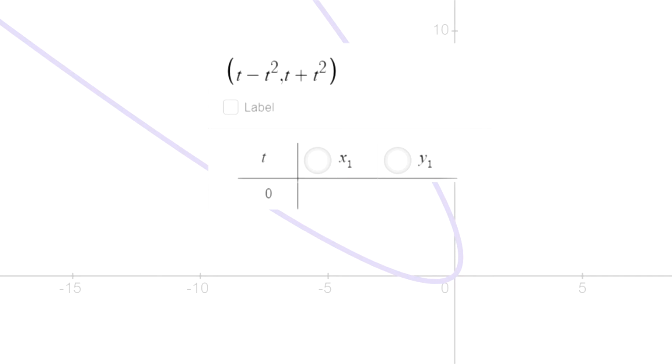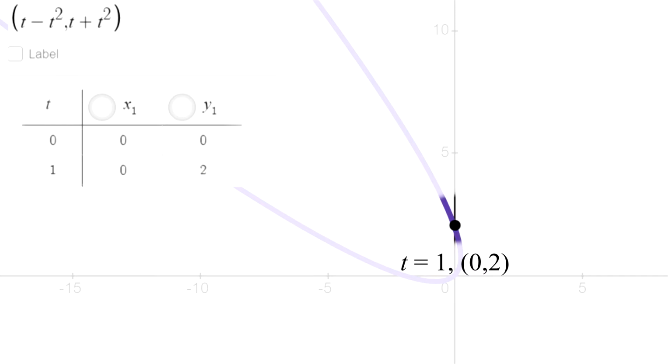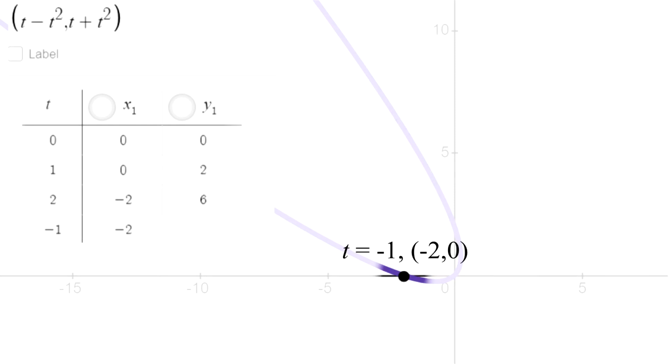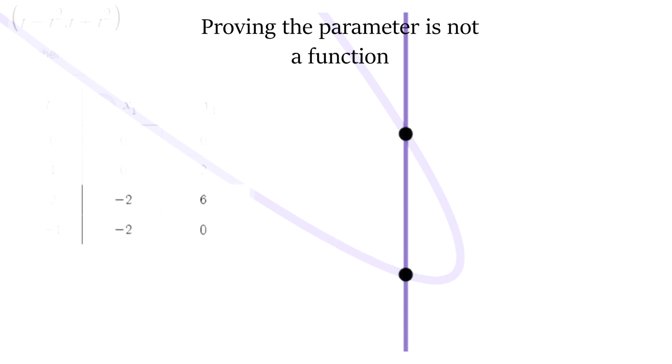Let's look at the table of values. If t equals 0, we get 0, 0. If t equals 1, we get 0, 2. If t equals 2, we get negative 2, 6. And if t equals negative 1, we get negative 2, 0. And hey, negative 2, 6 and negative 2, 0 ride on the same x value of negative 2, proving the parameter cannot be a function from its entire domain.